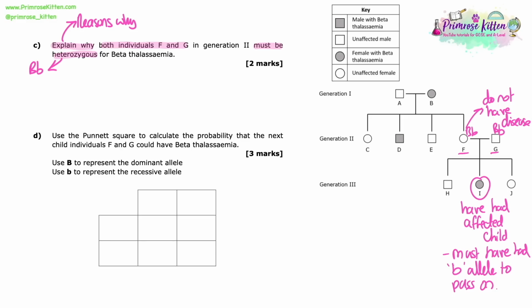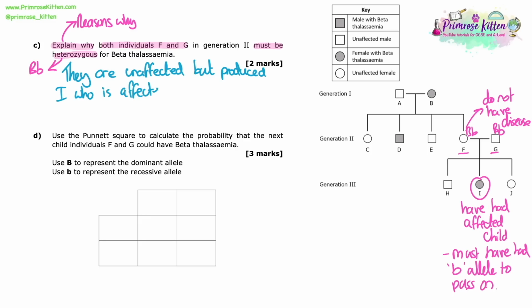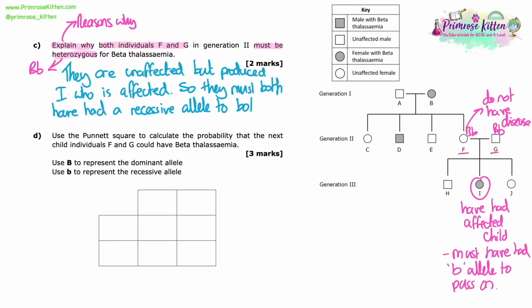So that must mean they both have to be heterozygous because they both must have a copy of the lowercase allele, the recessive allele, in order to give a copy to child I in order for child I to be little b, or homozygous recessive. So we can always start our explanation by saying they are unaffected, but they produced a child, in this case child I, who is affected. So we can say they must both have had at least one recessive allele in order to both pass on the recessive allele to child I, but obviously they are both unaffected, so they must also have had a dominant copy.